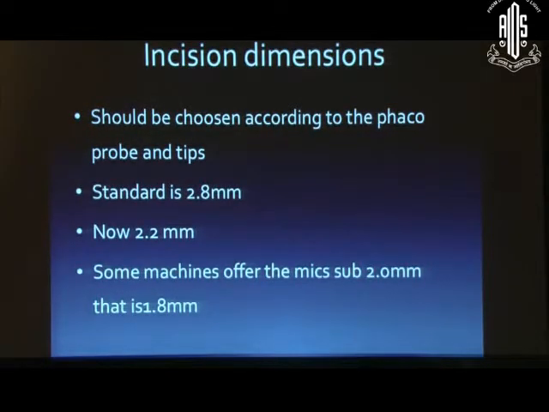So again, coming to the dimensions, do not try to put in a probe which is 2.8 millimeter through a 2.2 millimeter incision. If your phaco probe is 2.8, don't try to put it through a 2.2 just because a smaller incision is better. This can sometimes cause a wound burn.